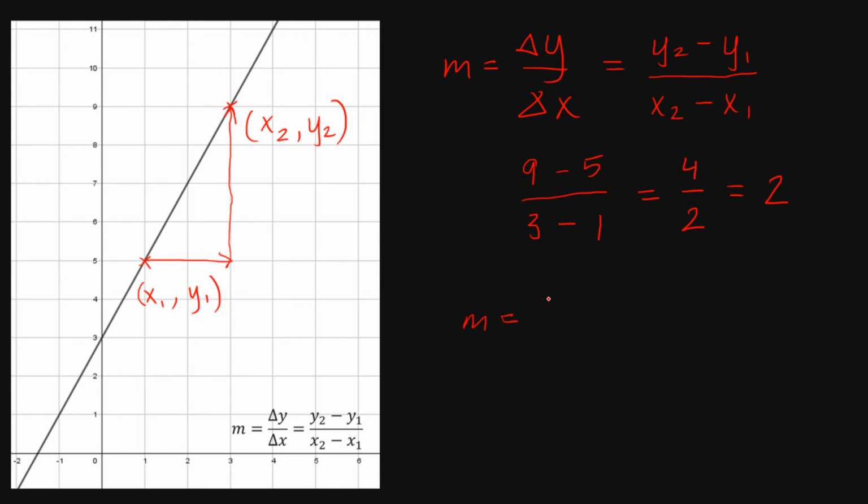If we use function notation, it will look like this. M equals f of x2 minus f of x1 over x2 minus x1. This is the same as this.